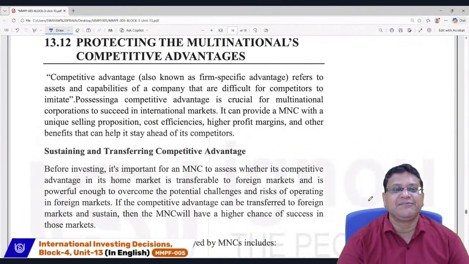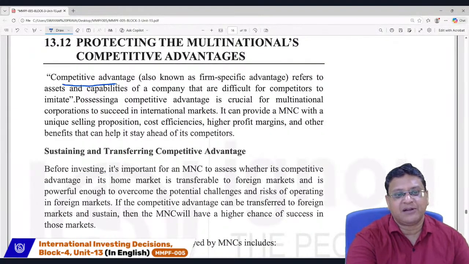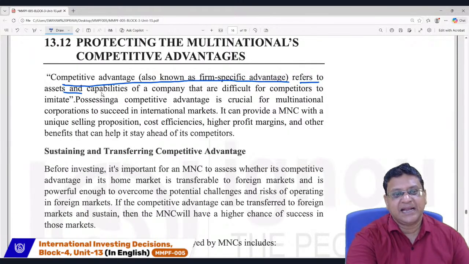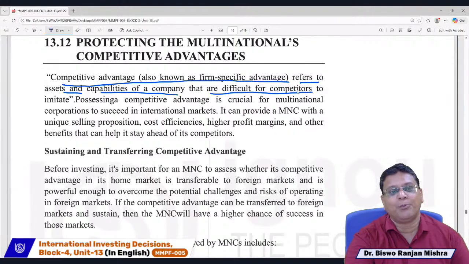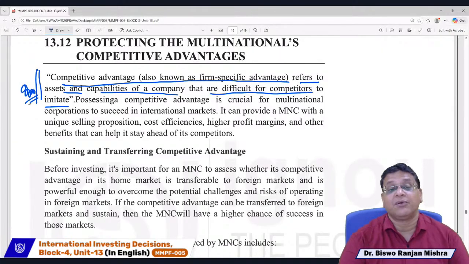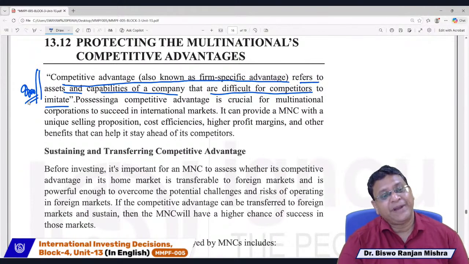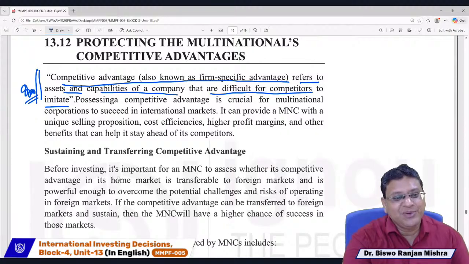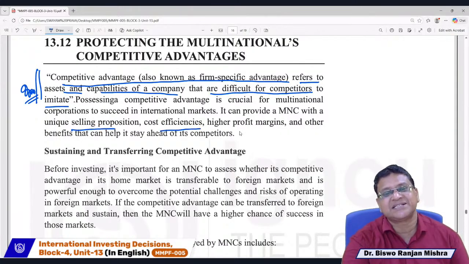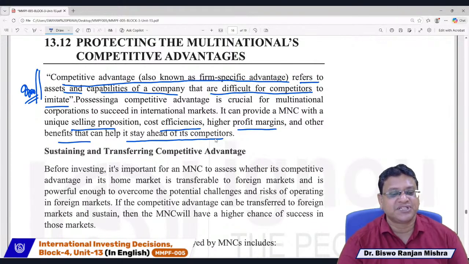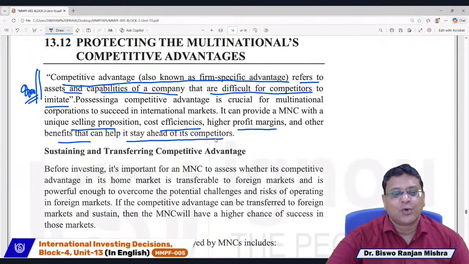Protecting the multinationals' competitive advantage. What is competitive advantage? Competitive advantage is also known as firm specific advantage. It refers to assets and capacities of a firm that are difficult for competitors to imitate. Like Walmart is the largest retailer of the world. It sources the materials at such a cheaper rate and sells at such a cheaper rate. No company can imitate or compete with it. These are the unique selling propositions, cost efficiencies, higher profit margins, and other benefits that help the MNC stay ahead of its competitors. So all MNCs try to create competitive advantage.